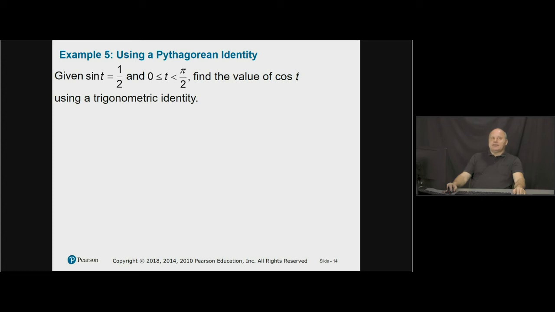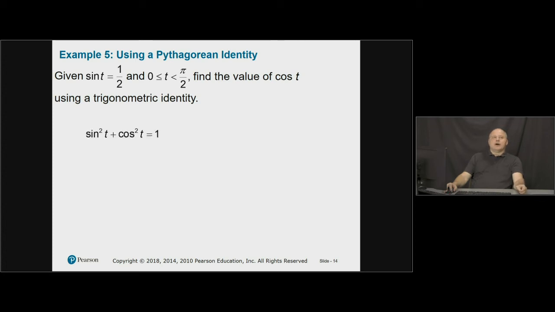So the question is, if I'm given sine, now remember what sine is. Sine of t is the y-coordinate. Cosine of t is the x-coordinate. So basically what they're saying is, I'm given the y-coordinate on the unit circle. I want to know what the x-coordinate is.